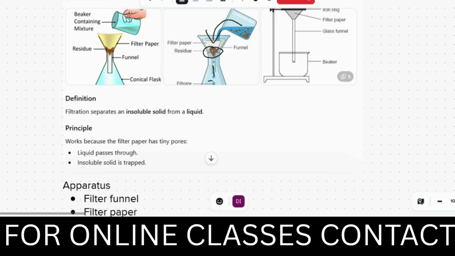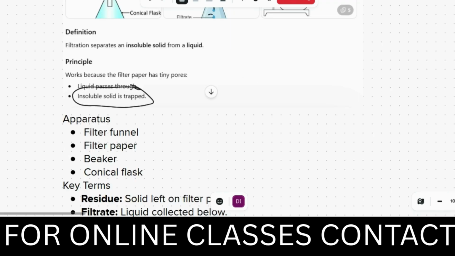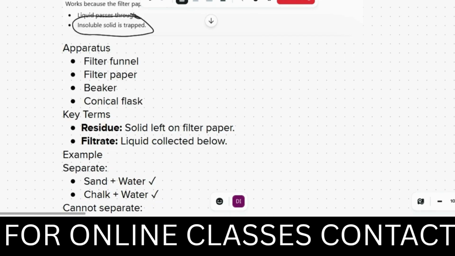The principle works because the filter paper has tiny pores and liquid can pass through, but the insoluble solid will be trapped. What are the apparatus we use? The apparatus are filter funnel, filter paper, beaker, and conical flask.